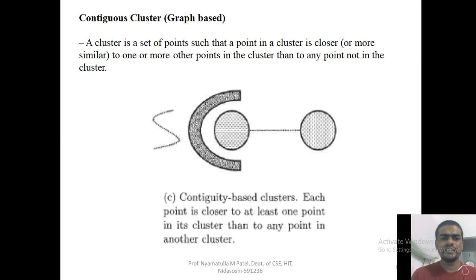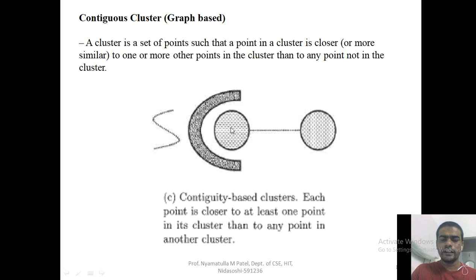Next, coming to the contiguous cluster or graph based cluster. A cluster is a set of points such that a point in the cluster is closer or more similar to one or more other points in the cluster than to any point not in the cluster. So, what it says is that a point in a cluster is closer to one or more other points in the cluster than to any point not in the cluster.